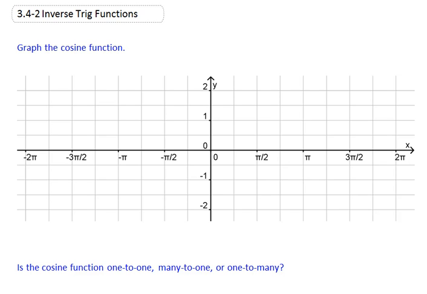So today we're going to look at inverse trig functions. We'll start by graphing the cosine function. The cosine function starts at what point? Yeah, beautiful, 0, 1. And what's the period? 2 pi. So at 2 pi, we'll be at 1 again. And at negative 2 pi, we'll be at 1 again.